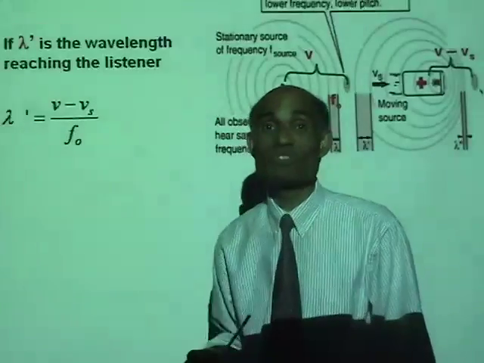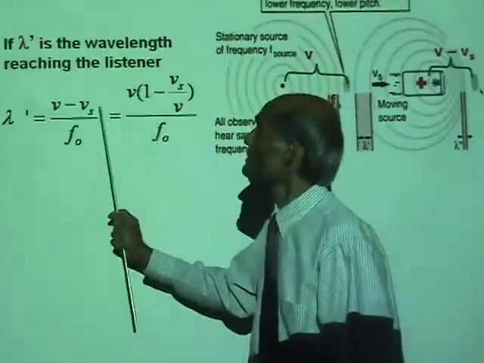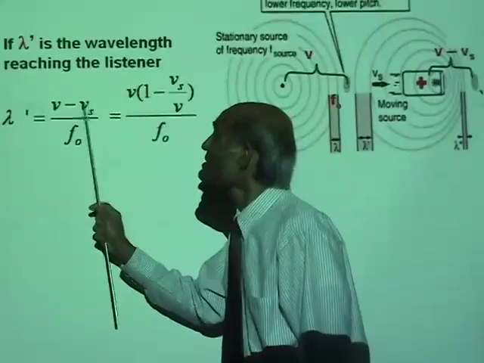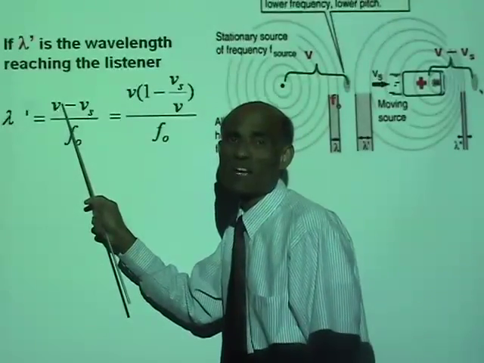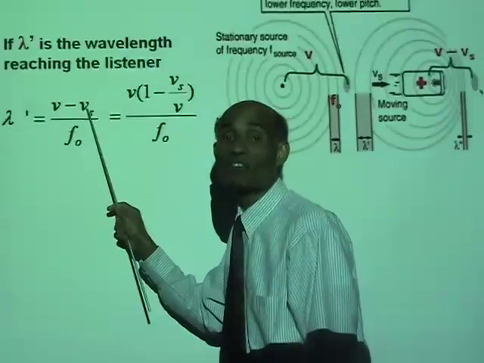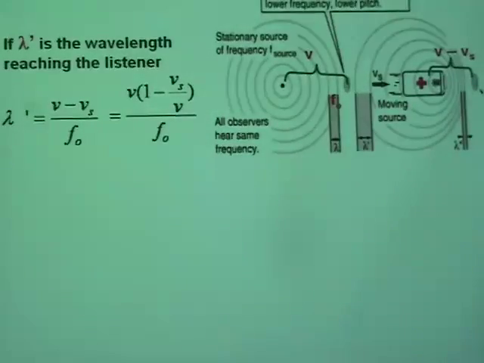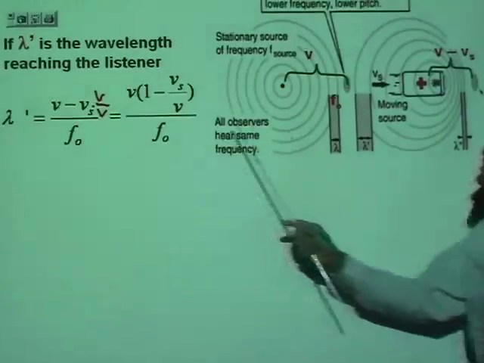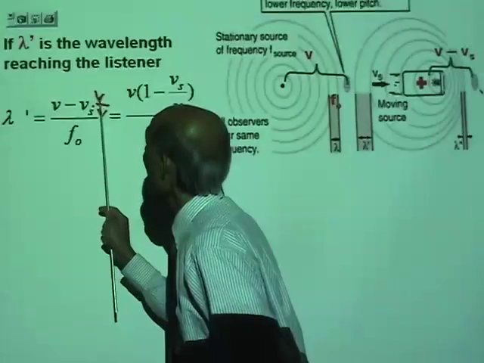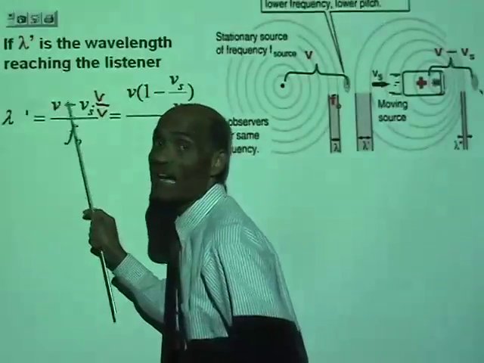F0 is the actual frequency of the source. And look at the mathematical manipulation I did here. I factored out a V from here. Now, is it possible for me to factor out a V from these two terms? Yes. But watch what I did here. I just multiplied this Vs by V and divided it by V. So I just multiplied by V and divided by V, this term. And that way I created a V that is a common factor.